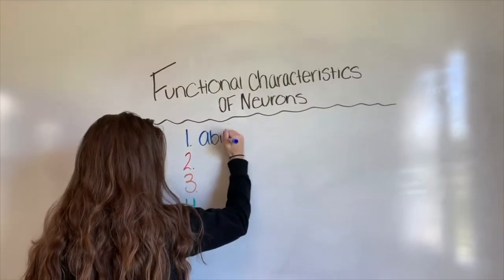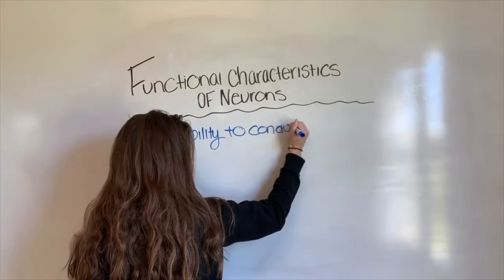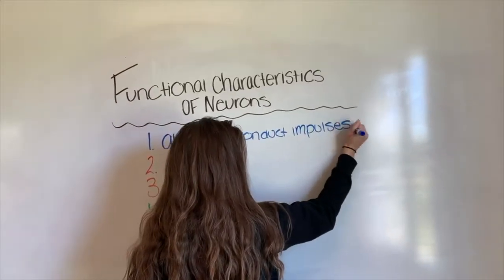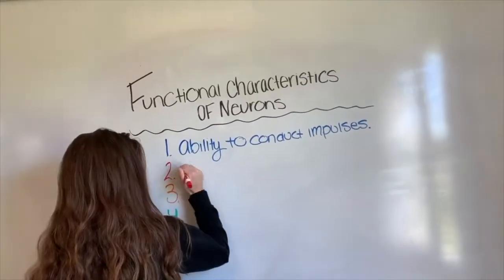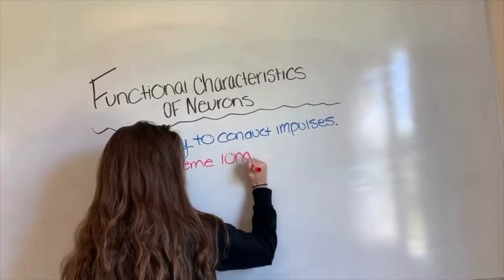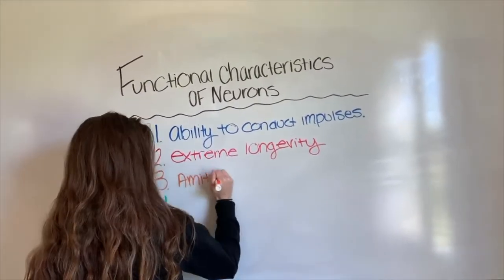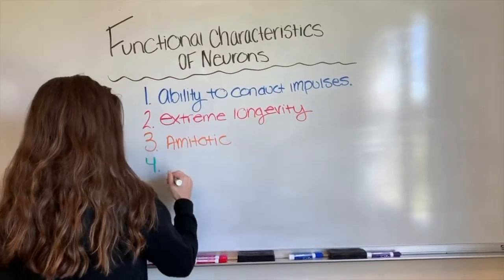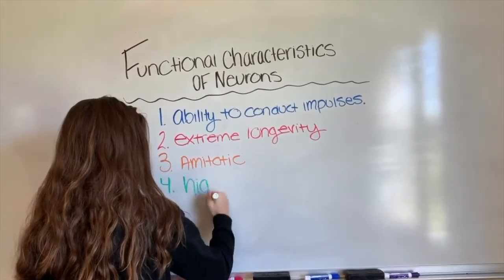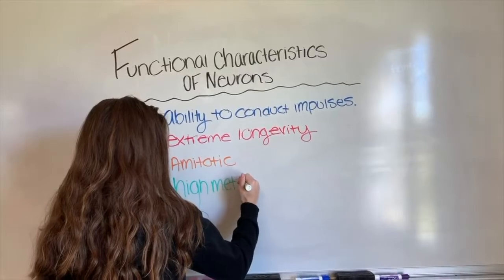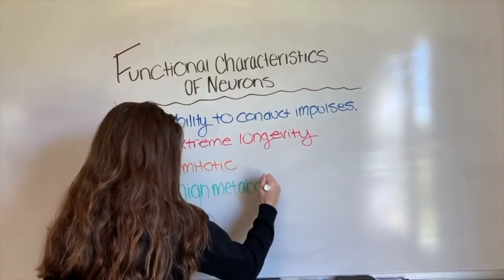Moving on to some functional characteristics of neurons. They have an ability to conduct impulses. Neurons have extreme longevity, meaning they can function optimally for a lifetime. Neurons are also amitotic, meaning they don't have the ability to divide. Neurons have a high metabolic rate, which means they require a continuous amount of oxygen and glucose.